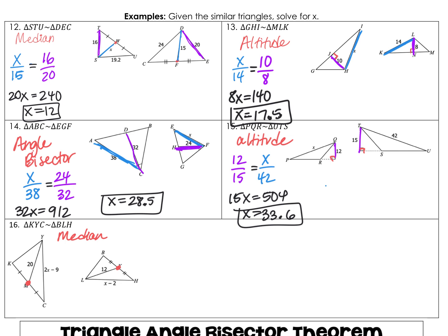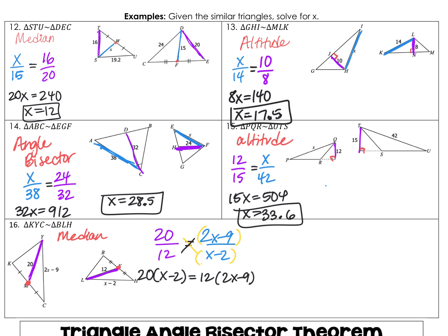We're going to do, you can do the medians first. If I do 20 over 12, then that's equal to, okay, 2x minus 9 over x minus 2. Remember, this is one of the ones where you have to be careful. Because these have two terms, you need to make sure that they get put in parentheses when you do your little cross multiplication, okay? So try and see if you can do it yourself. I'll do it on the board all the way out this time. So it'll be 20 times x minus 2, and 12 times 2x minus 9. You do have to do some distributing, and then you solve.